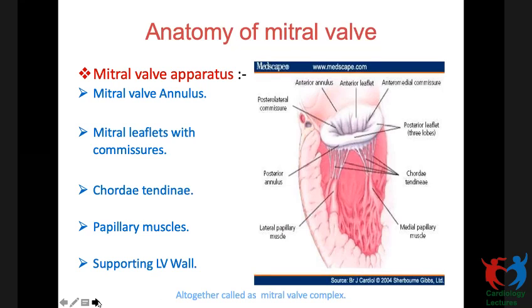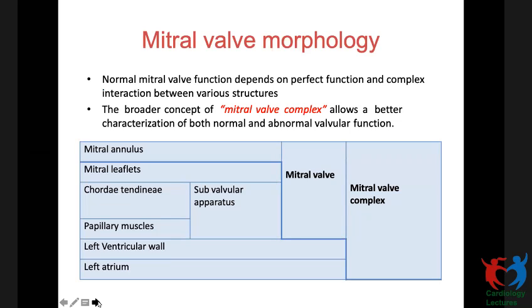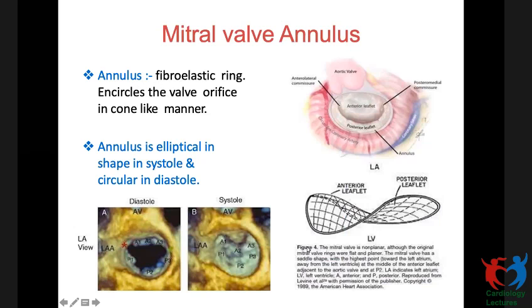Previously, we discussed that the original concept even included the left atrium as a part of the mitral valve apparatus. Yes, sir. So the mitral valve primarily includes mitral annulus, mitral leaflets, chorda tendineae, papillary muscles. All the four together constitute the mitral valve, out of which chorda tendineae and papillary muscles constitute the subvalvular apparatus. When this mitral valve is associated with the left ventricular wall and left atrium, all together constitute the mitral valve complex. Okay, good. You put that again. Yes, sir.